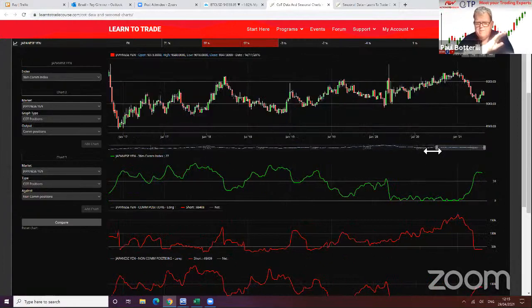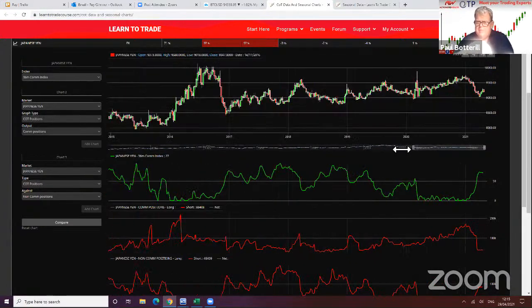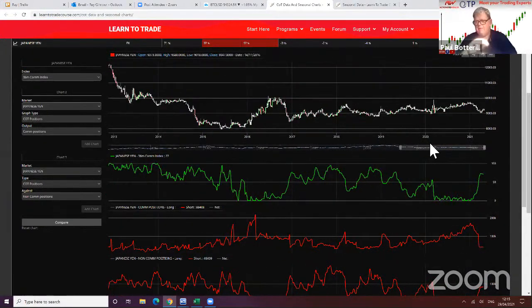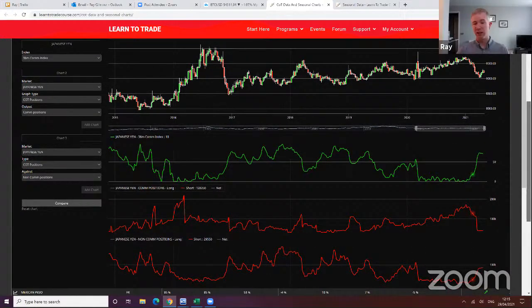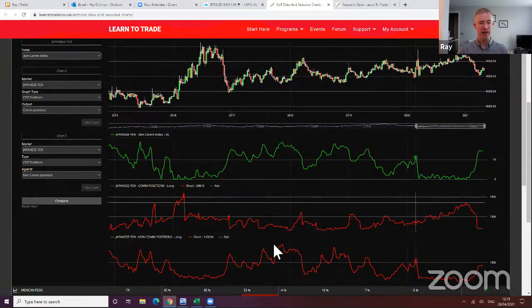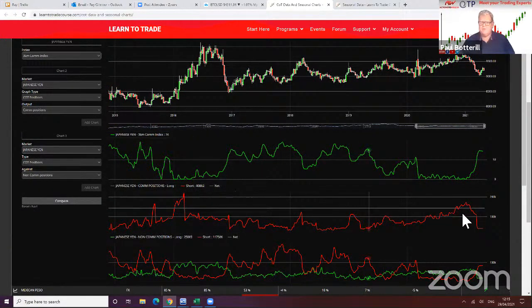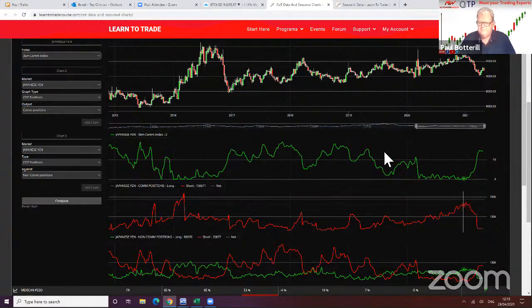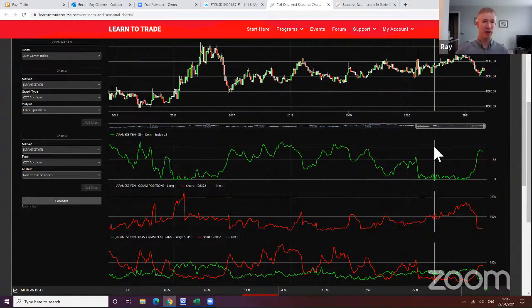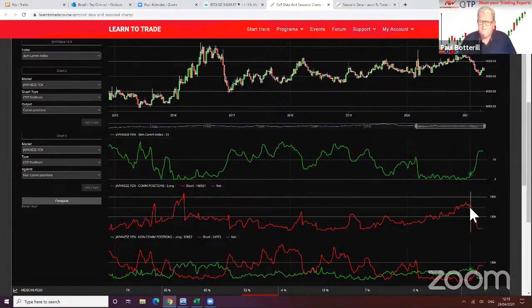Hold on, Ray, just to be really clear. That line's going up, and people will think because it's going up, they're buying. But this is the line, the red line, that is the selling. The red line is the amount of contracts they're selling, yes. Okay, so at this stage, the commercials, the people who touch the gold, are selling it. This is the Japanese yen, but the principle is the same.